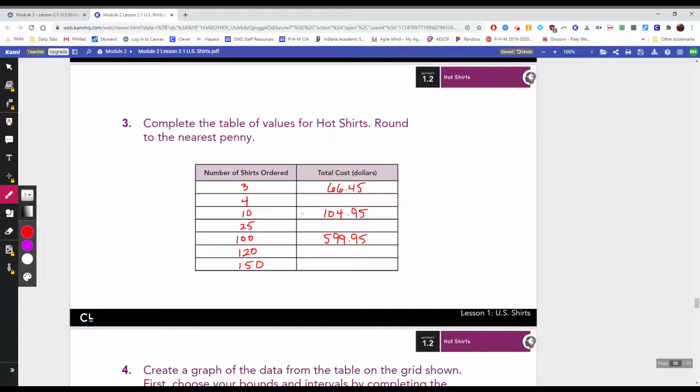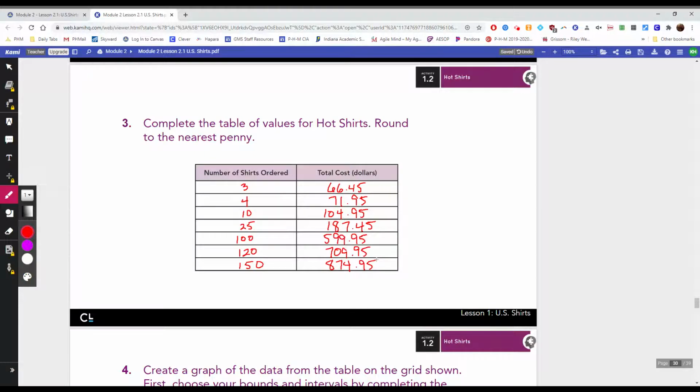All right, let's check answers. 4 shirts should have cost $71.95. For 25, it should be $187.45. For 120, it would be $709.95. And for 150, $874.95.